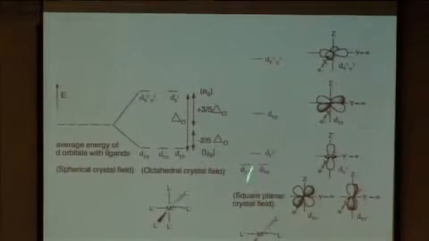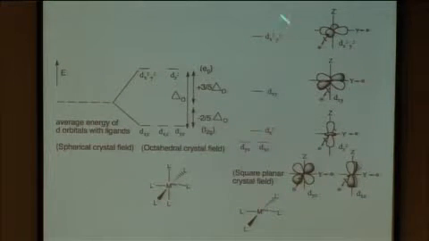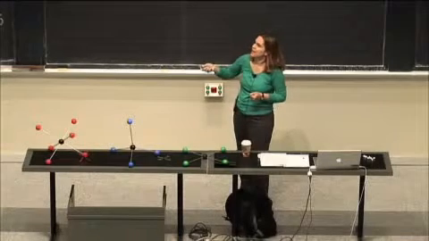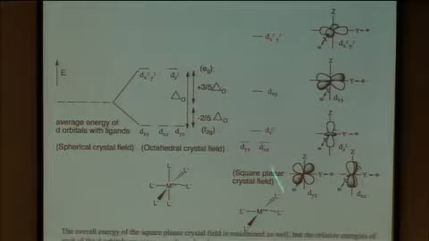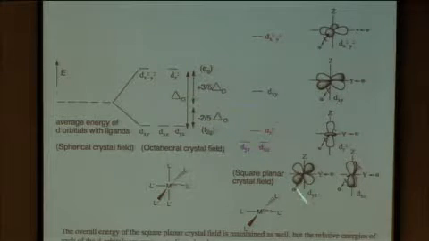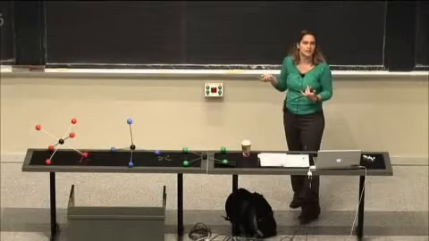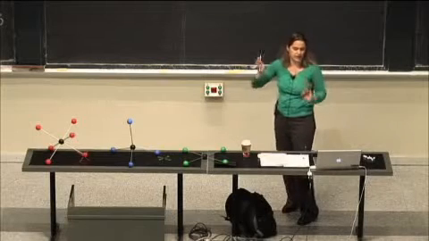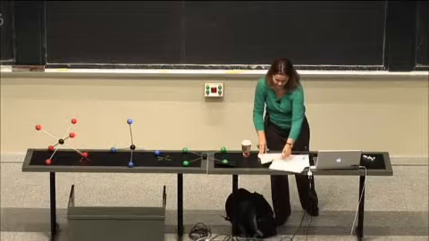Now, the exact arrangement can vary a little bit, but the important points are that dx squared minus y squared is the most destabilized, dxy would be next, and the others are much lower in energy. And we're not going to do the up and down thing, like the three-fifths and the two-fifths, because it's more complicated in this case. So just the basic rationale you need to know here, not the exact energy differences in this particular case.